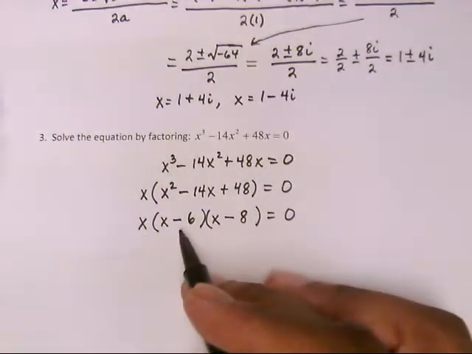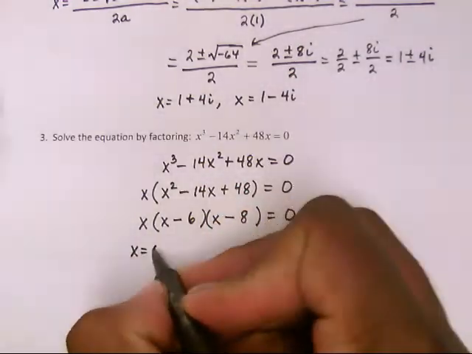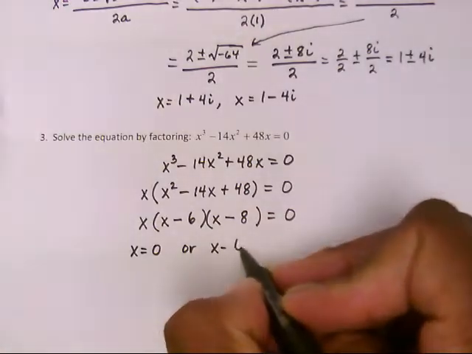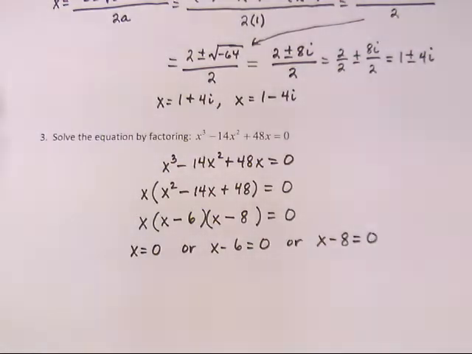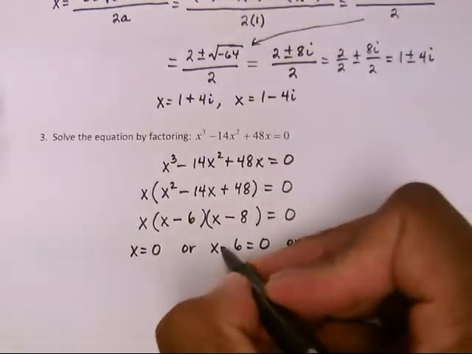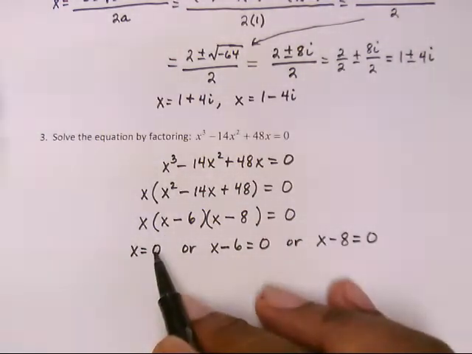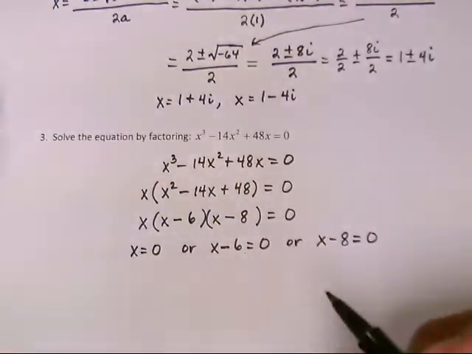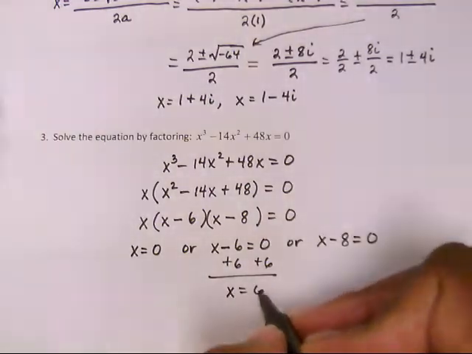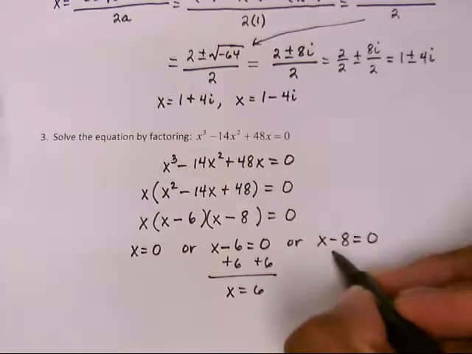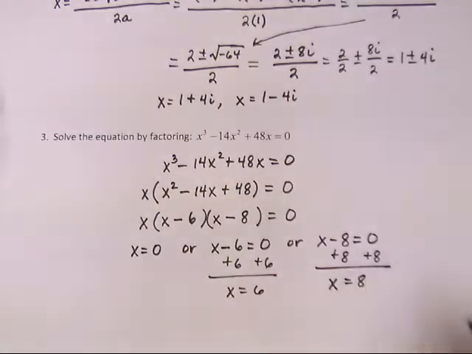And then I'm going to set each factor equal to 0. So this means x is equal to 0, or x minus 6 equal to 0, or x minus 8 equal to 0. And then for each equation, I will solve for x. Now x is equal to 0 is already solved for x. For x minus 6 equal to 0, if I add 6, I'm going to get x is equal to 6. And for x minus 8 equal to 0, if I add 8, I get x is equal to 8.